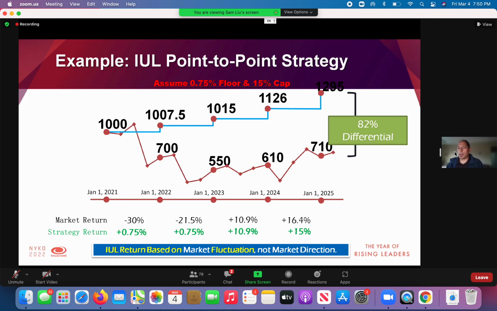Which means that with IUL, you always make money regardless of how the market is doing, because the market is never going to be a straight line. It's always going to fluctuate, right? If it fluctuates, you make money.